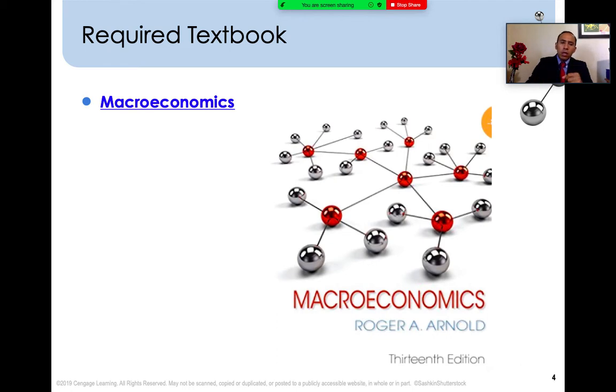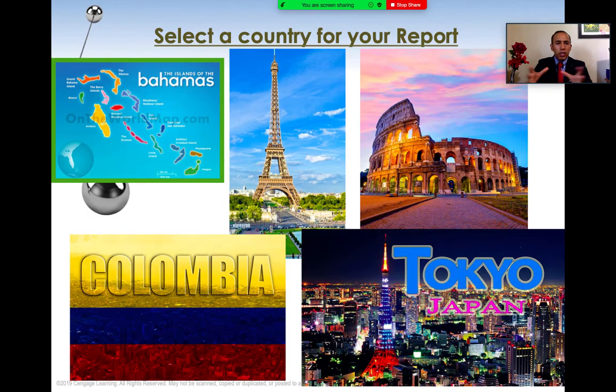In the course, we're also going to select a country for a research project report anywhere in the world. For example, the Bahamas, Paris, France, Italy, Colombia, Tokyo, Japan, or any other country in the world. You're going to analyze the economic activity and economic conditions of the country. Please make sure to select the country at your own time and pace.